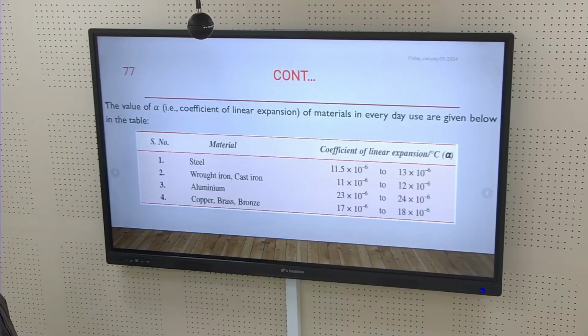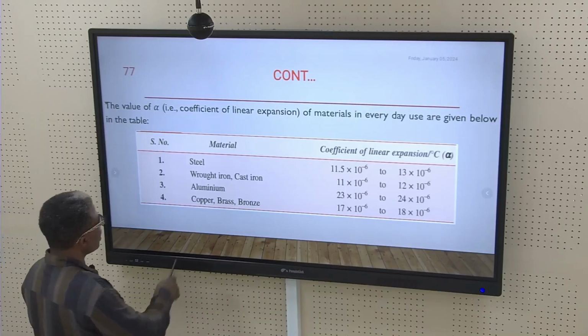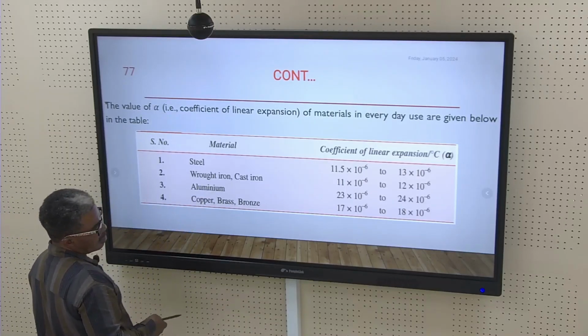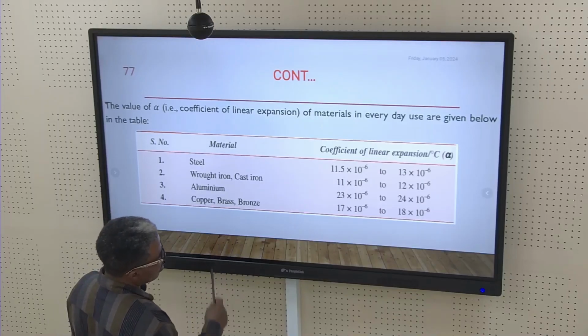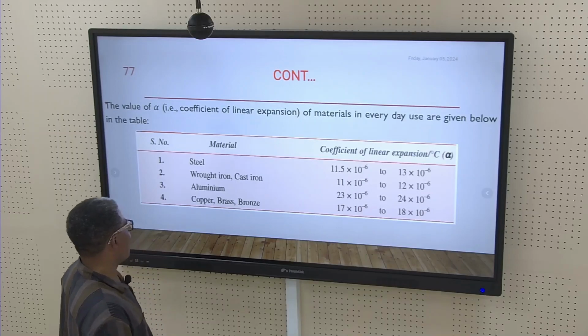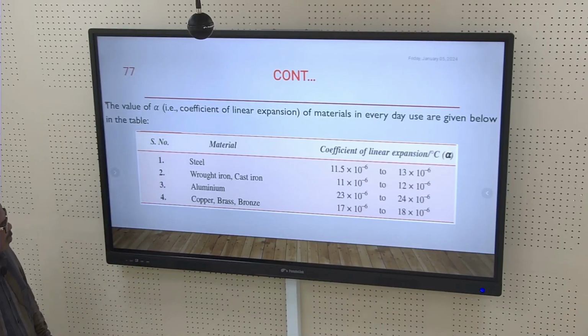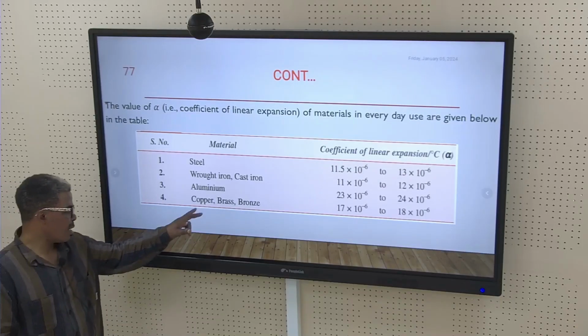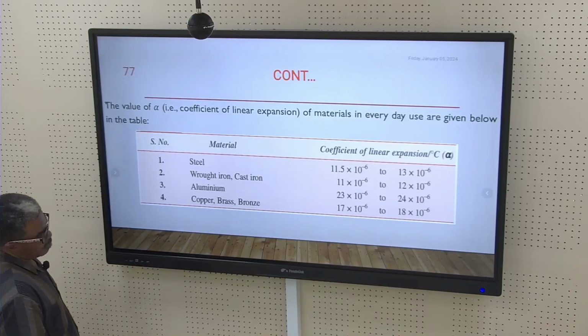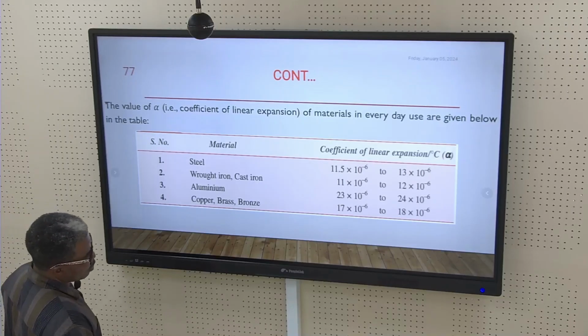The values of alpha, the coefficient of linear expansion, of materials in everyday use are given below, or some few are provided for application or comparison. For example, the material steel, coefficient of linear expansion, is indicated here. Just a few to show you. Wrought iron or cast iron, aluminum, copper, brass, and bronze are grouped at 17 times 10 power negative 6 up to 18 times 10 power negative 6.